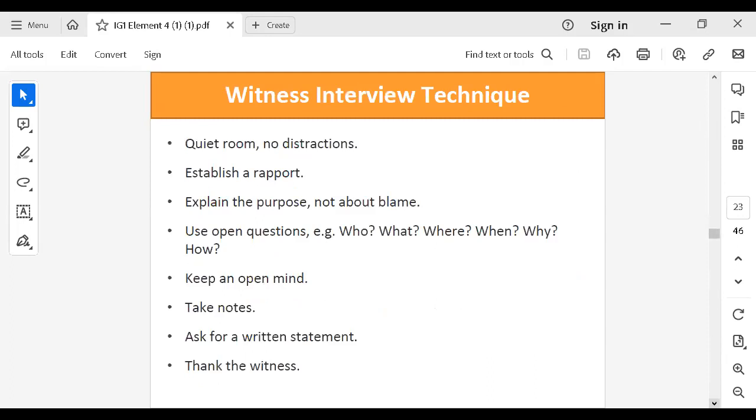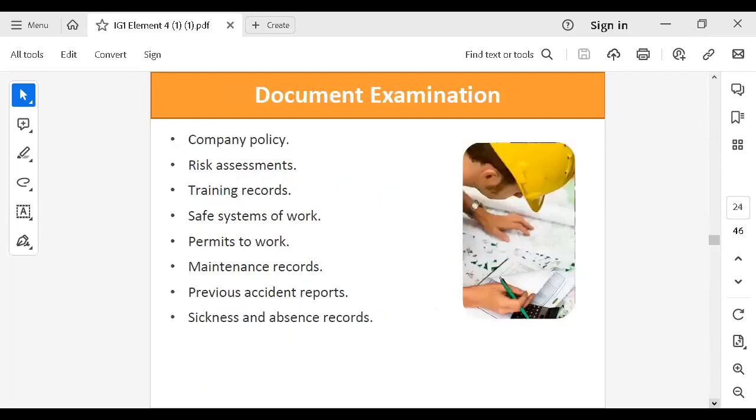Okay, when you interview the witness, then document examination. What documents will you examine? Company policy, risk assessment, training records, safe system of work, permit to work system, maintenance record of the equipment, previous accident reports, sickness and absence records. These documents you will examine during the accident investigation.